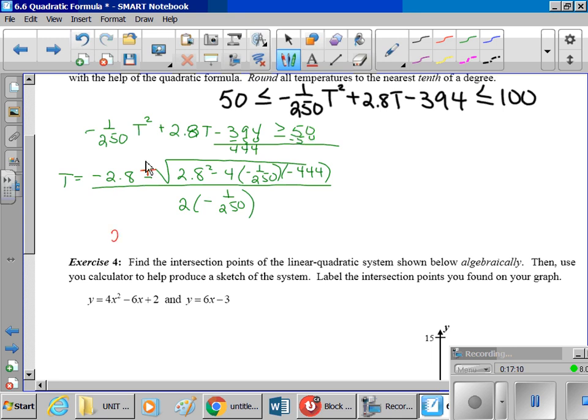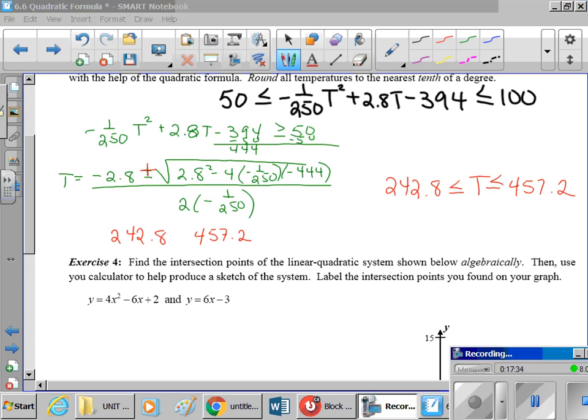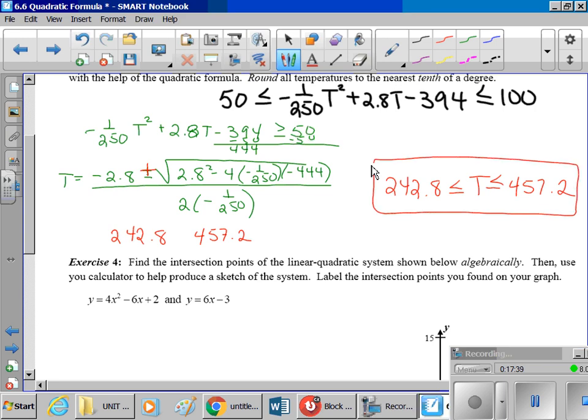And my answers turn out to be 242.8 and 457.2. All right, so I know that my oil temperature has to be between 242.8 is less than or equal to the temperature, which is less than or equal to 457.2. So these real world problems are kind of fun, all right, because it makes sense of things.